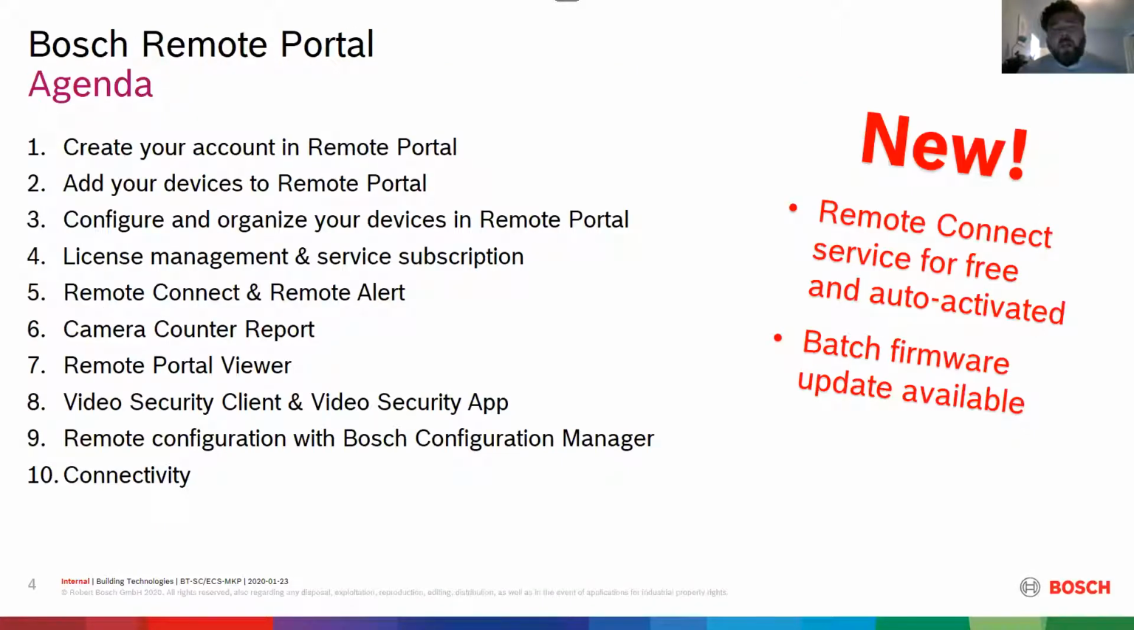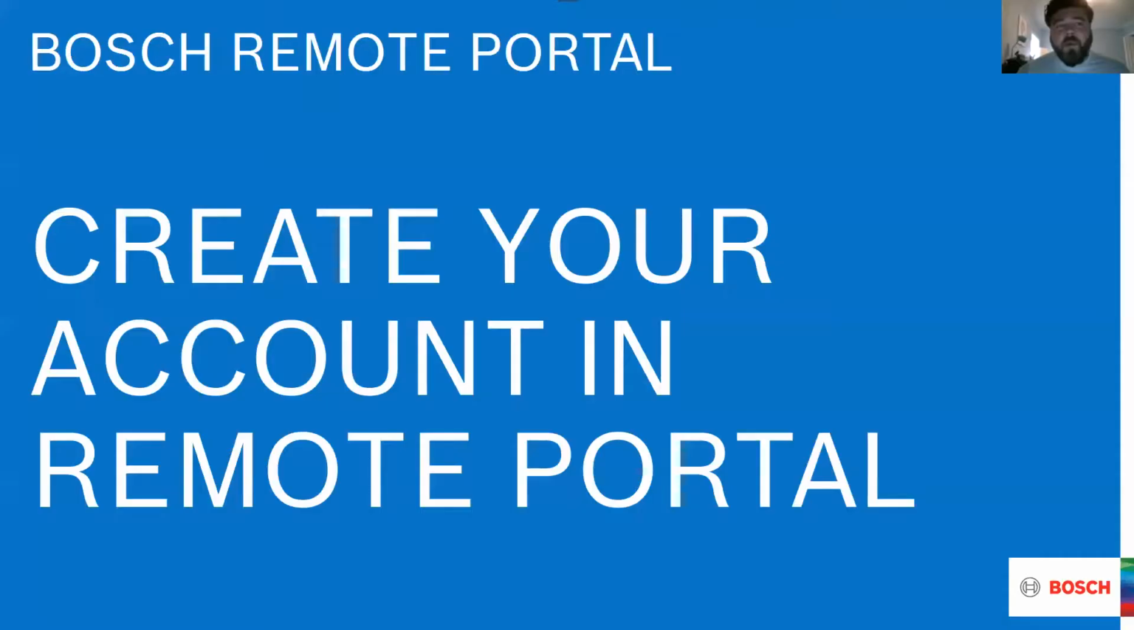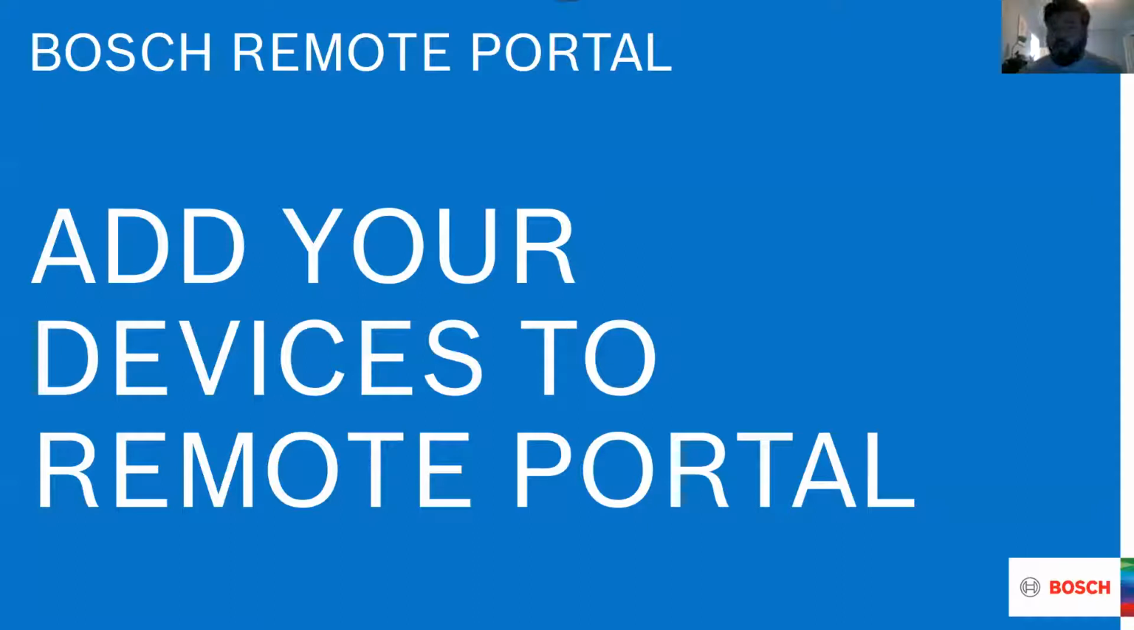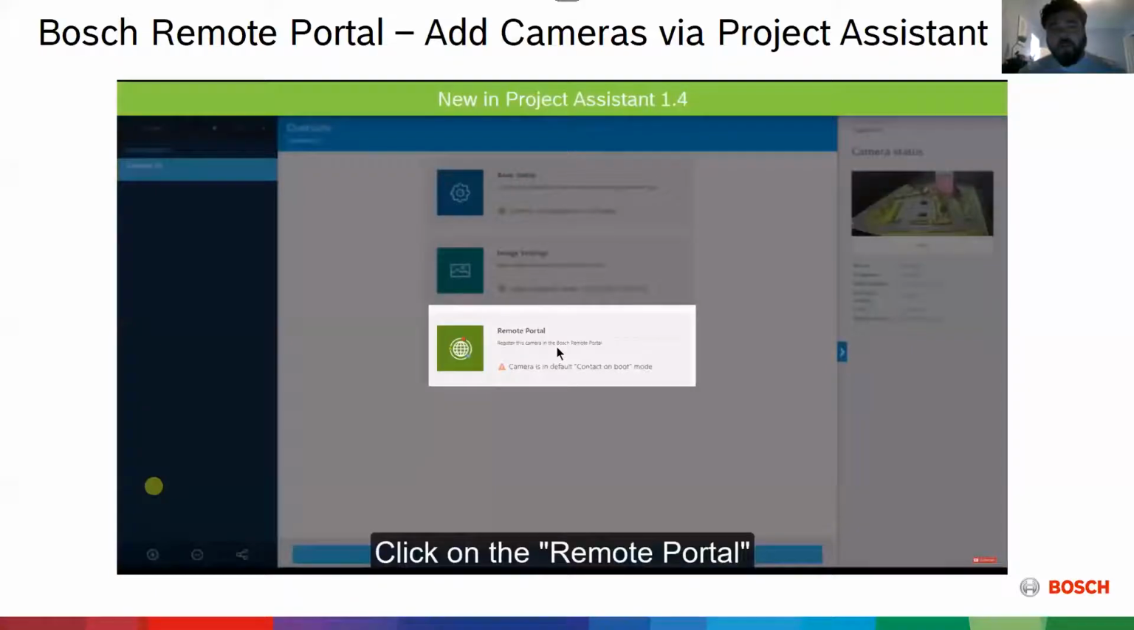So we're going to rock through this really quickly because you've already seen a bunch of this stuff. So the first thing you do, as you saw, we're going to create our account in Remote Portal. Again, remote.boschsecurity.com. It's as easy as signing up for a website. The next step, as you saw, was to add devices to the portal. You're going to jump into Project Assistant. There's some great videos on the web if you don't quite remember exactly what we did, but it's 1, 2, 3.